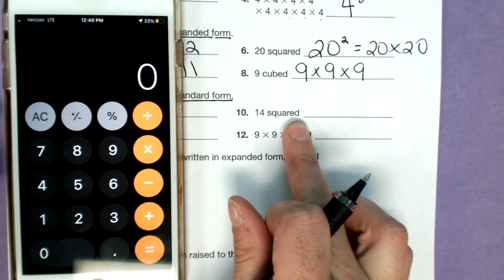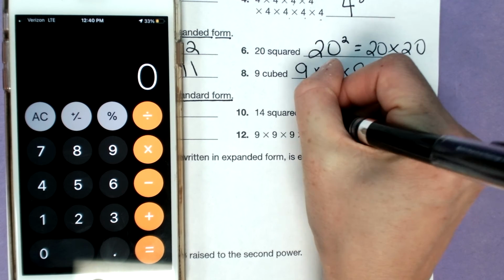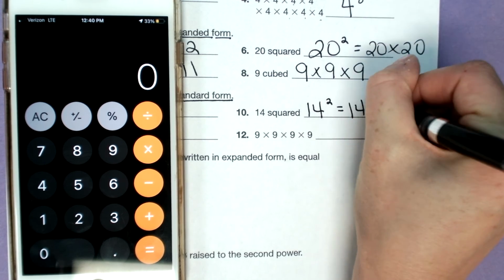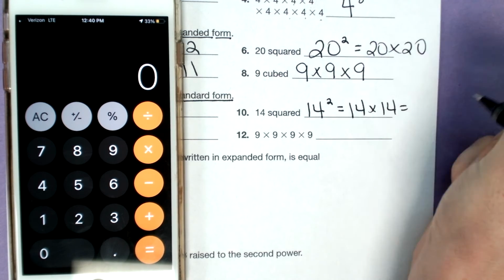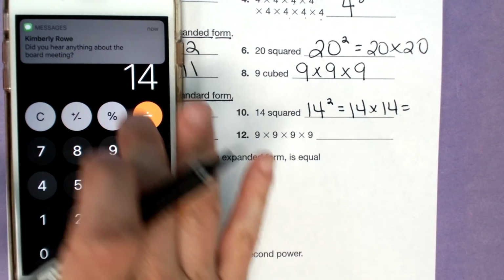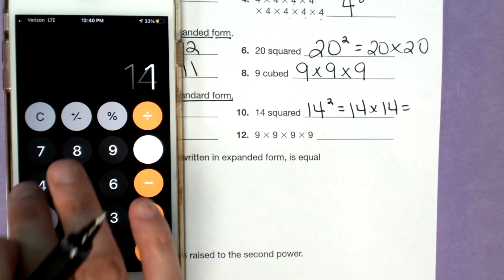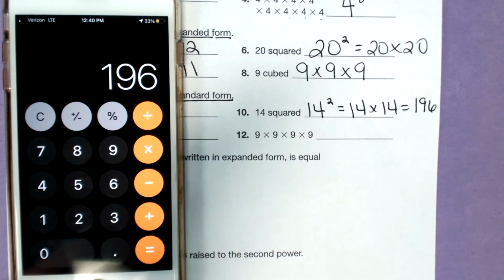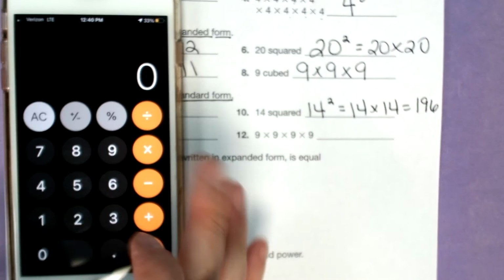All right. So this is standard form again. So 14 squared, 14 to the power of 2, is 14 times 14. And standard form is going to be the answer, which is 196.